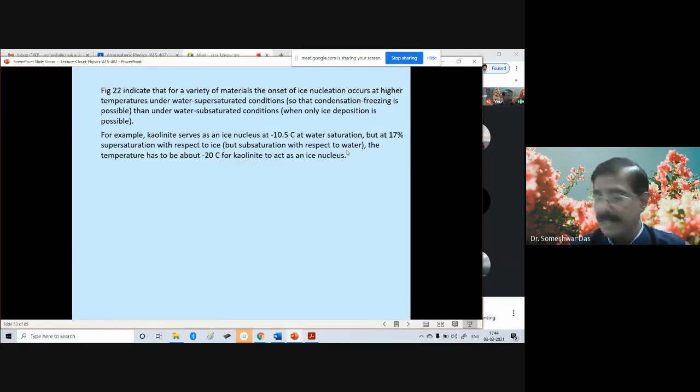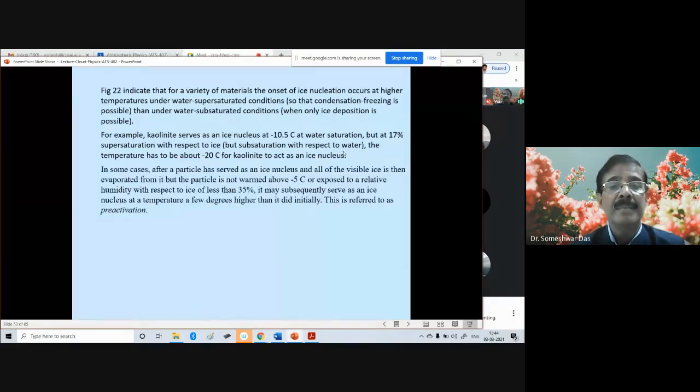Essentially, what it says is that, depending upon the compound or material present in the atmosphere, and also the supersaturation, whether with respect to water or with respect to ice, it can act as an ice nucleus at different temperatures.